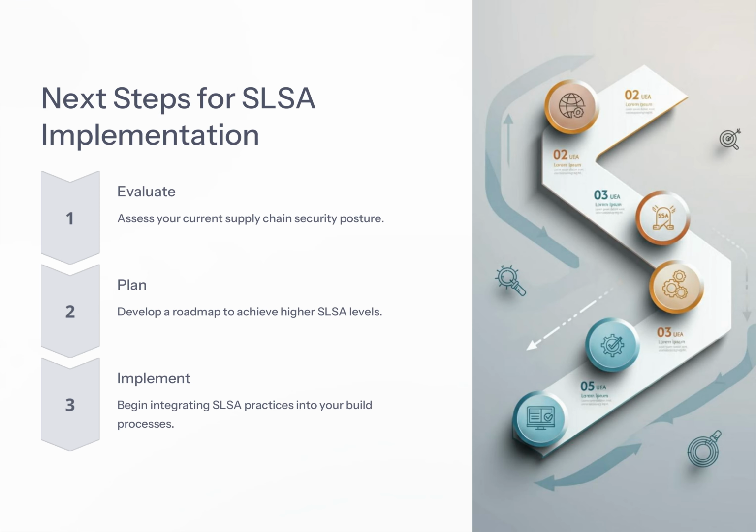In this slide, we're focusing on the next steps for implementing Secure Software Lifecycle Assurance, or SLSA. First, it's important to evaluate your current supply chain security posture. This means taking a thorough look at your existing processes to identify any gaps or areas that need improvement. Next, plan your approach by developing a roadmap. This roadmap should outline the steps necessary to advance towards higher SLSA levels and enhance your security measures.